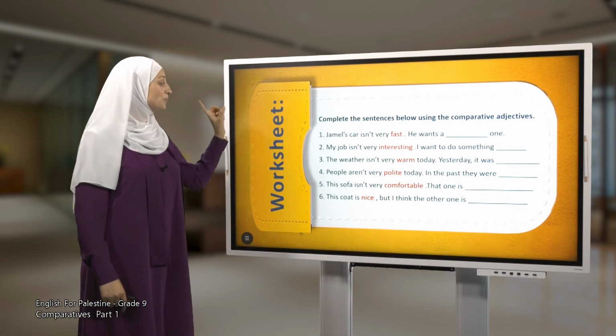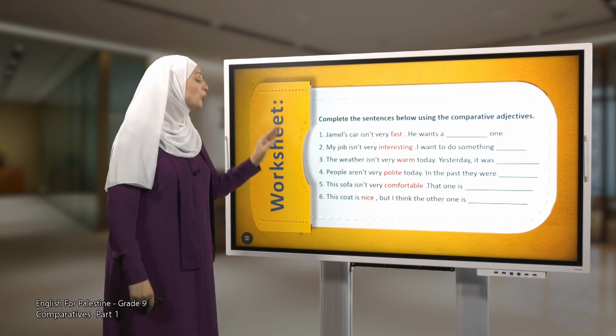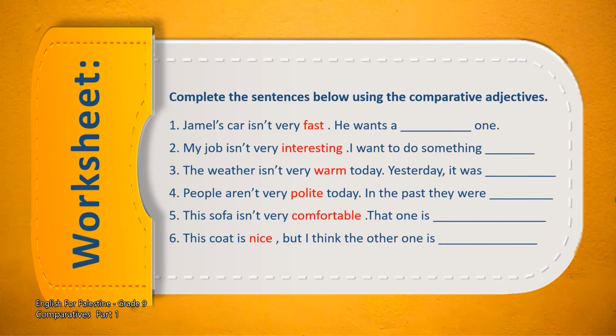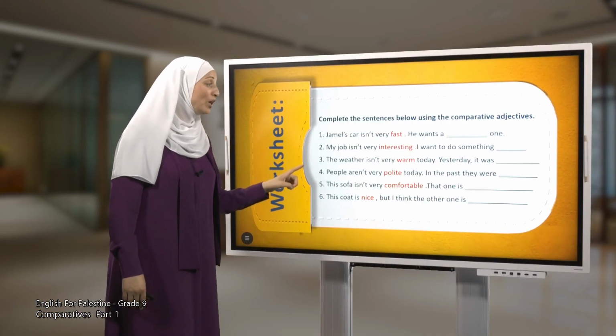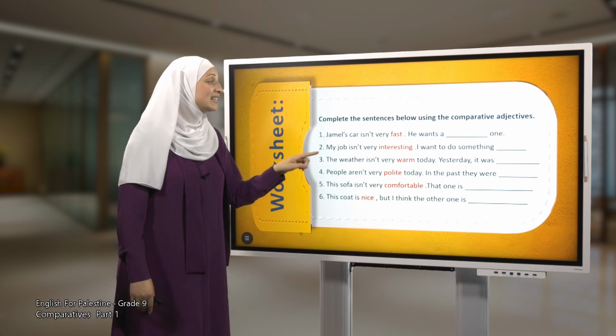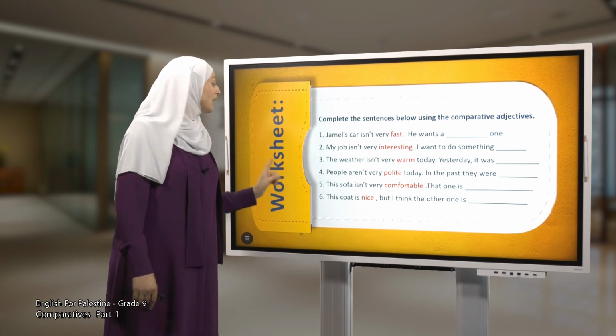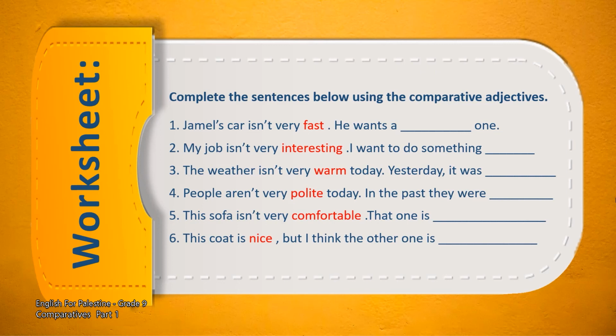Let's continue. Number 3, the weather isn't very warm today. Yesterday it was. Number 4, people aren't very polite today. In the past they were. Number 5, this sofa isn't very comfortable. That one is. Number 6, the coat is nice, but I think the other one is.